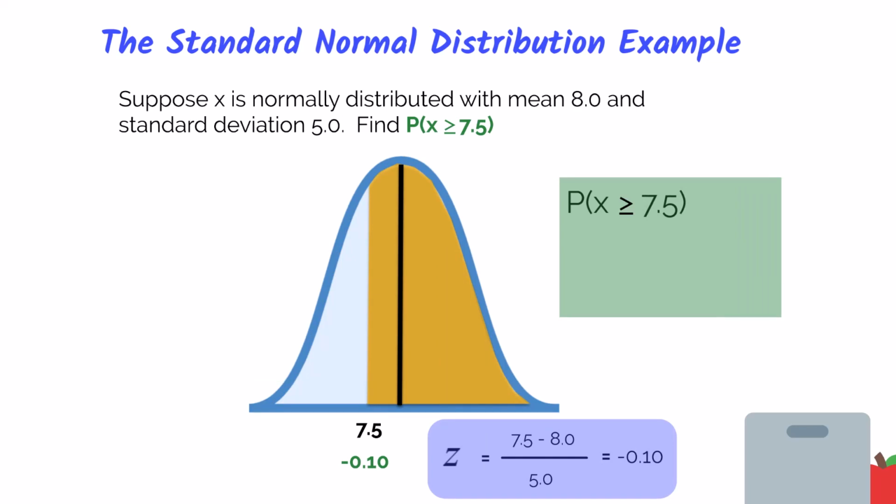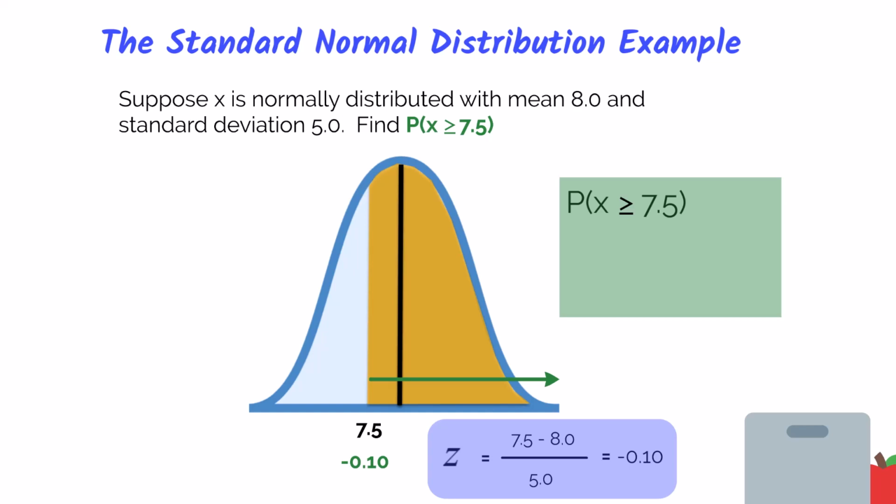So here's another example. Suppose that x is normally distributed with a mean of 8 and a standard deviation of 5. That is the same as the prior problem, but what we're changing now is the event of interest. Here, we want to find the probability that x is greater than or equal to 7.5. So 7.5 is on the left side of the mean, and now we're interested in all the possible values that are greater than or equal to 7.5, shown by the green arrow here.